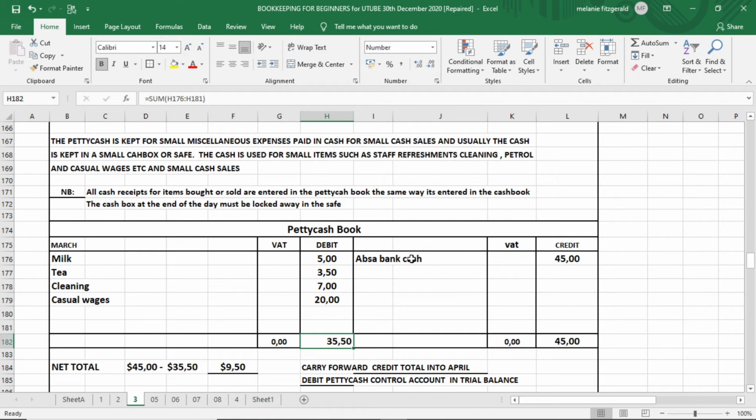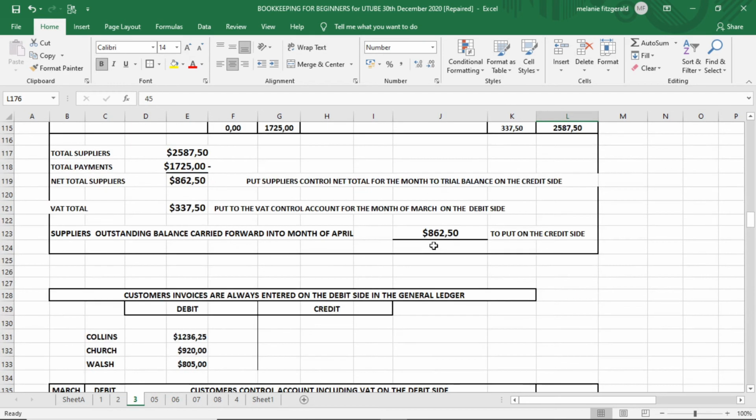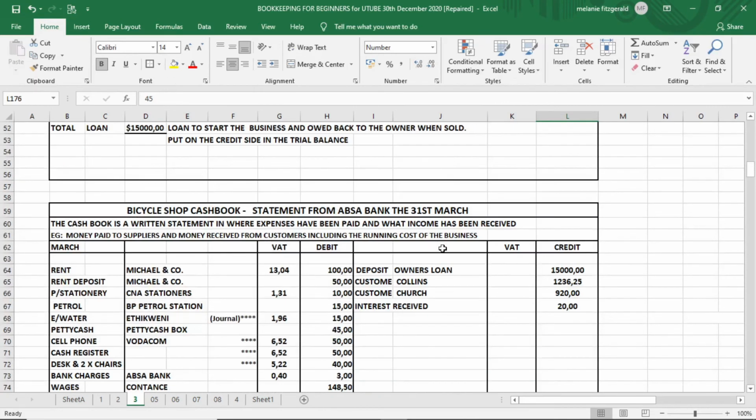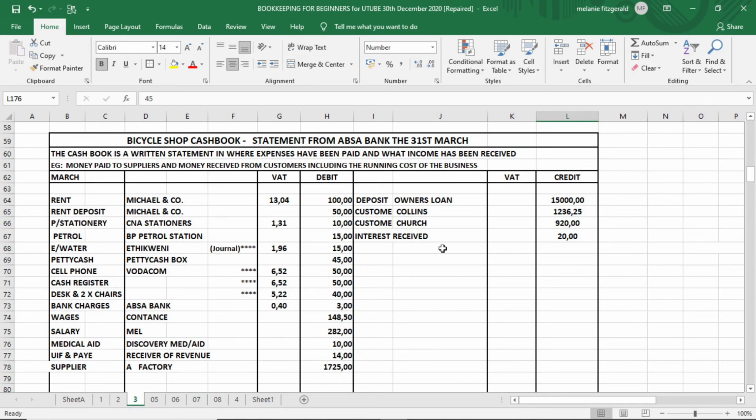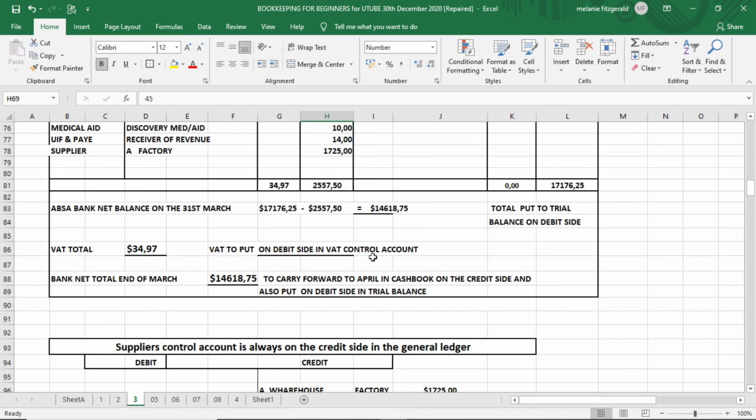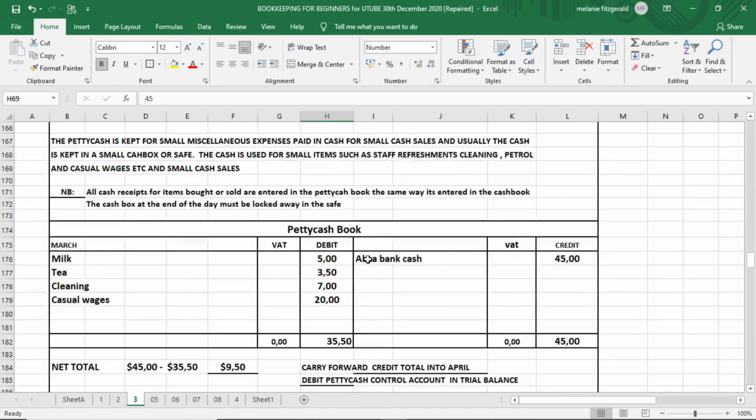Now, remember, we drew petty cash for the month of March, and that's this APSA Cash 45 that we're going to credit in the petty cash book. But we debited that amount in the cash book, the statement from APSA Bank. Over here, where's the petty cash? So we withdrew 45 Rand for petty cash for the month of March. So that amount was debited here in the cash book. We are now opening the petty cash book and we are now crediting that amount.